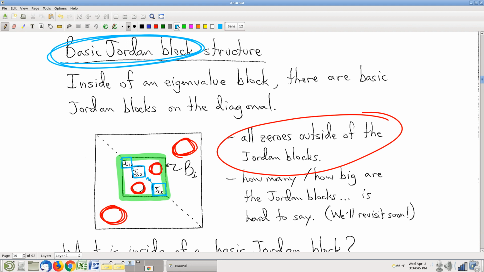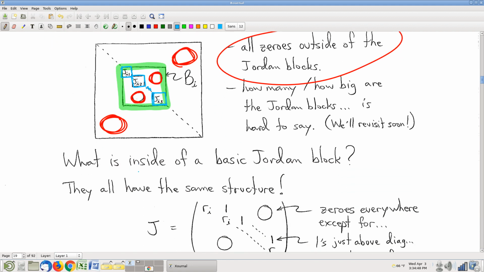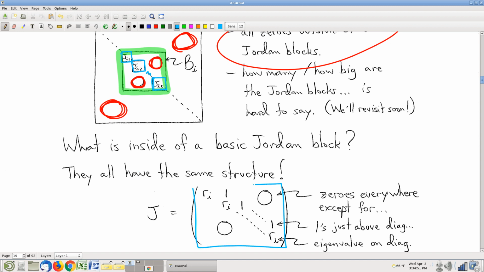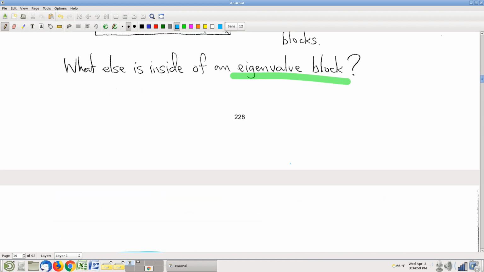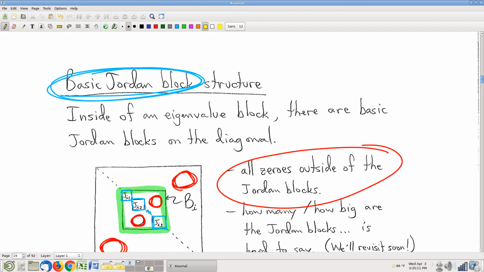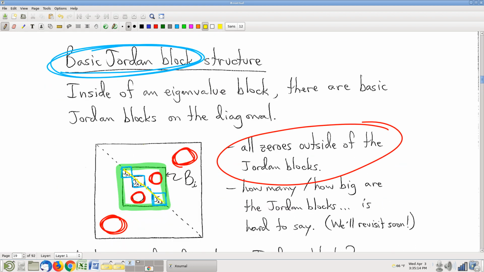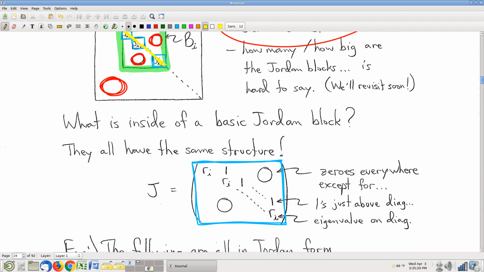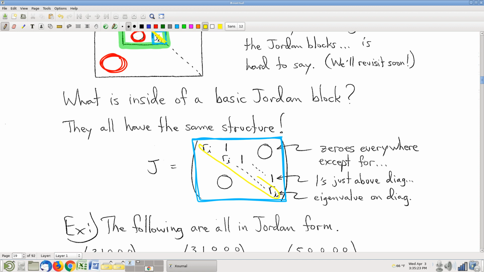What's inside of a basic Jordan block? Here's a basic Jordan block. And the answer is, it's always the same. By the way, let me go back over here. Don't forget, inside of an eigenvalue block, we already know that on the diagonal is the eigenvalue inside of every eigenvalue block. Well, therefore, that's the case also for the basic Jordan blocks, which are on the diagonal as well, right? So on the diagonal, eigenvalues sort of has to be the case.